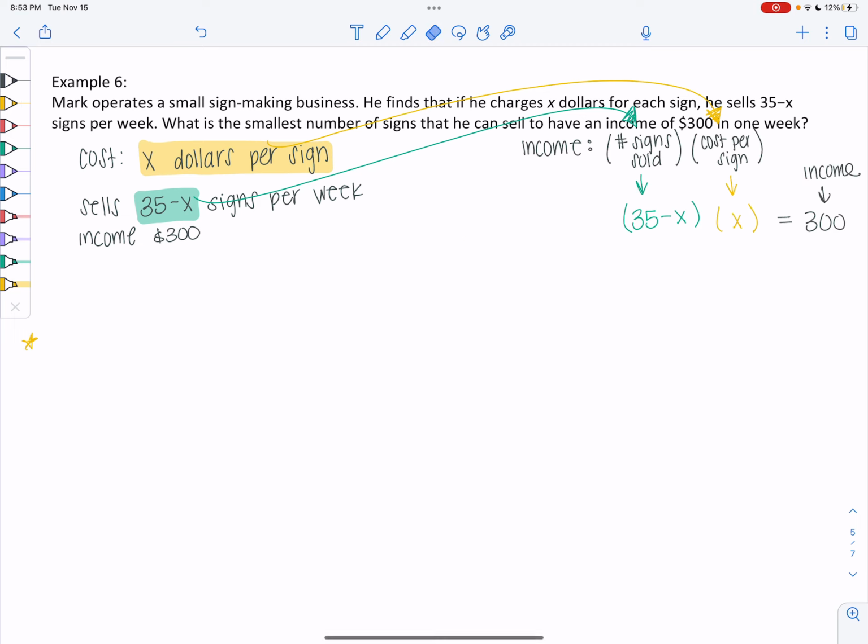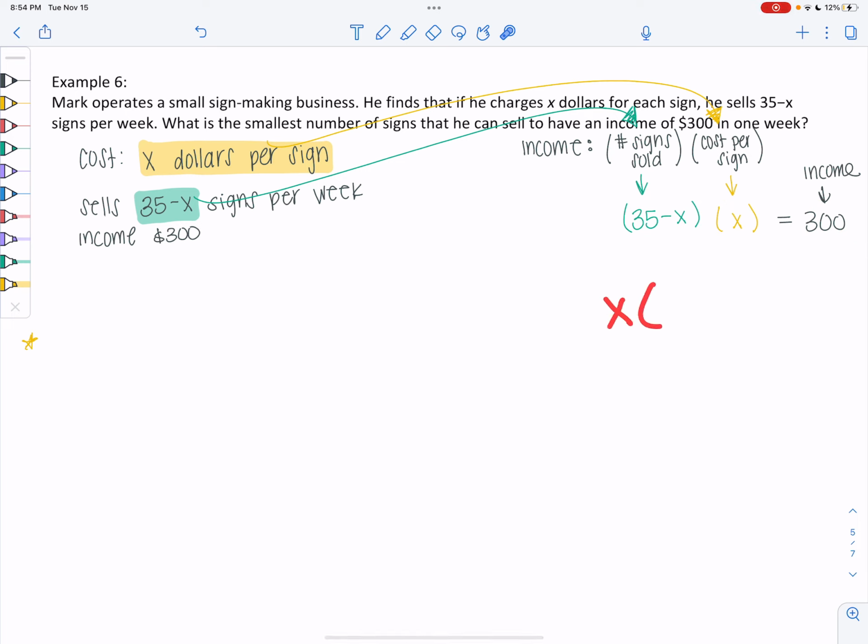Now, here is my income formula. Income is going to be the cost of 1 unit times the number of units that I got. So in this case, the number of signs I sold is going to be 35 minus X signs per week, and the cost per sign is going to be X. And then I want that income to be $300. So I've got 35 minus X times X equals 300.